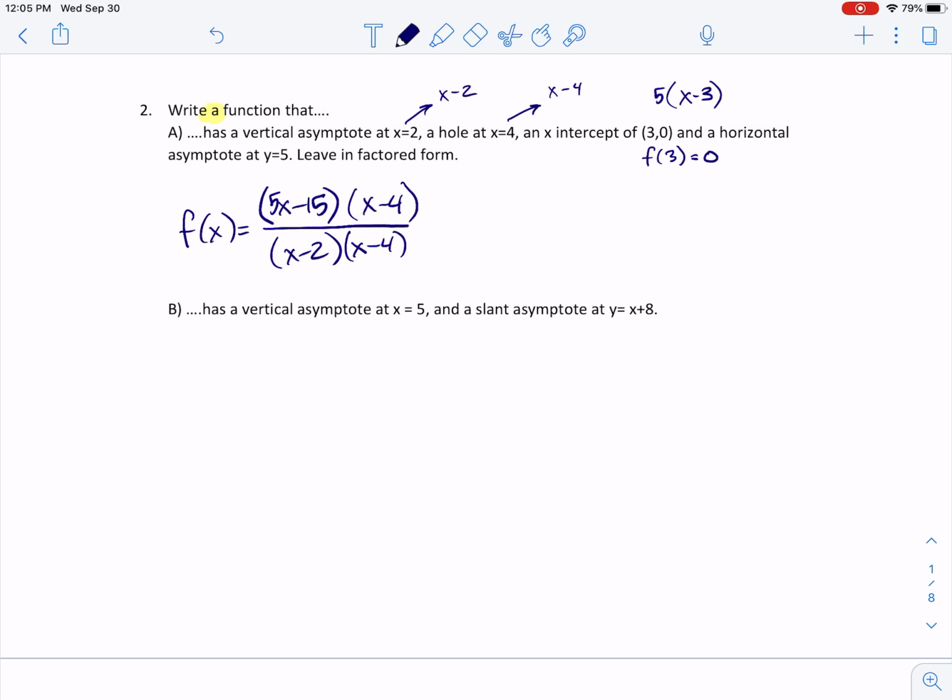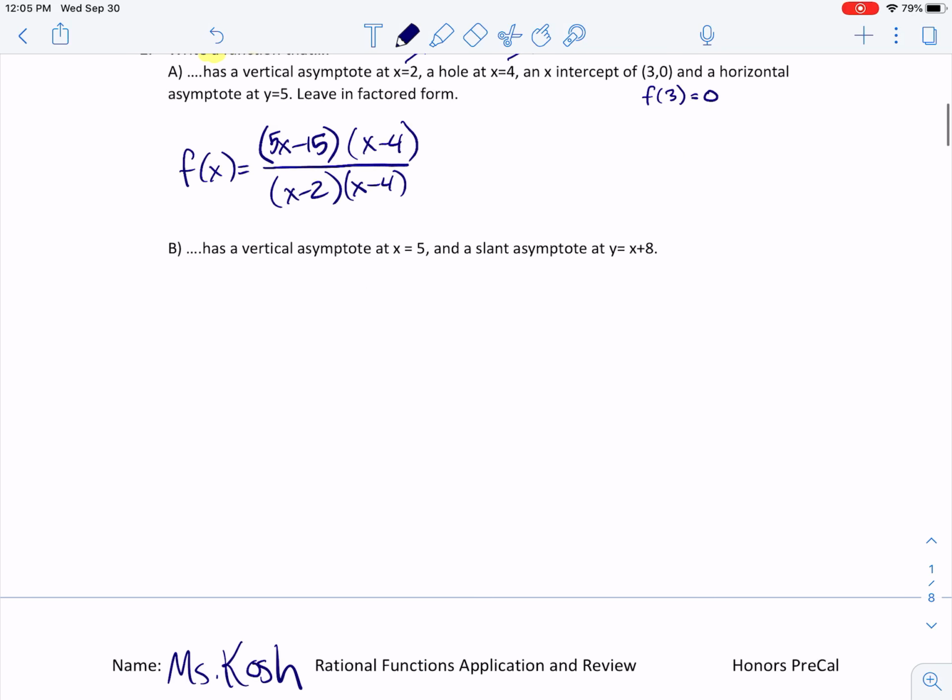I have a Desmos, but I put part A and part B in the same Desmos, and I'm not ready to show you that. So let's continue on.